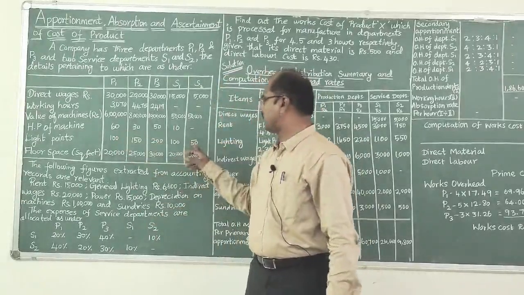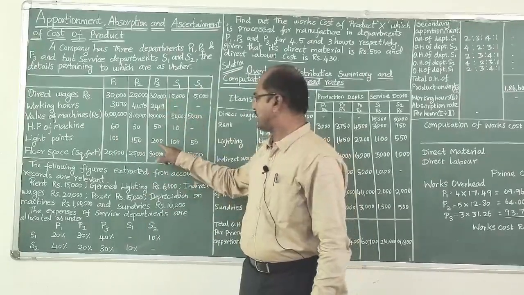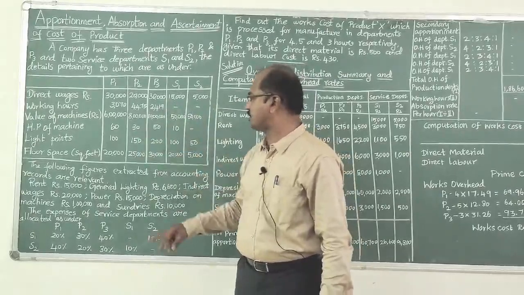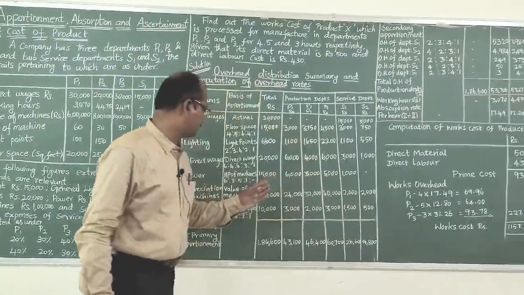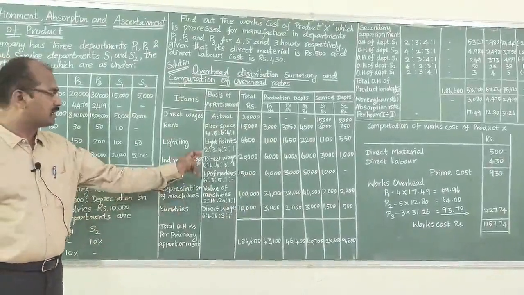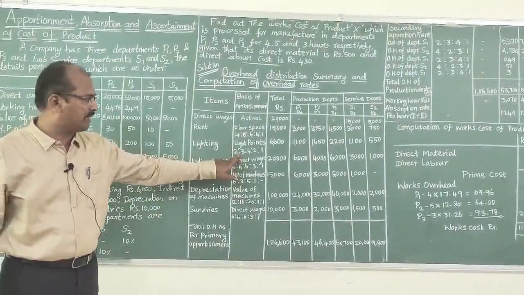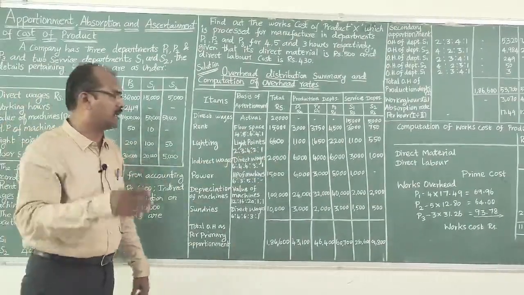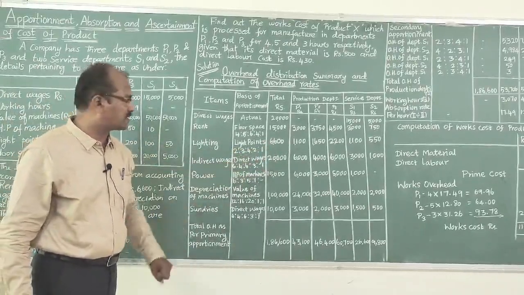So 100 divided by 50, you get what? 2. 150 divided by 50, 3. Here it's 4. Here it is 2. Here it is 1. So what is the ratio? 2:3:4:2:1. Let's come here. Lighting, the basis is what? Number of light points. The ratio we have already calculated. Fine. What is the amount of lighting charges? General lighting, 6,600.